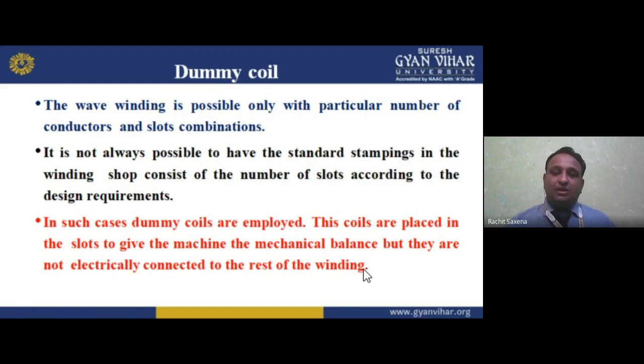So it is not always possible to have standard stampings. Standard means we always have slotting in the standard stamping. The winding shop consists of a number of slots. Okay, a winding shop is just like a shop in which we do the winding. So the winding shop consists of a number of slots according to the design requirement.